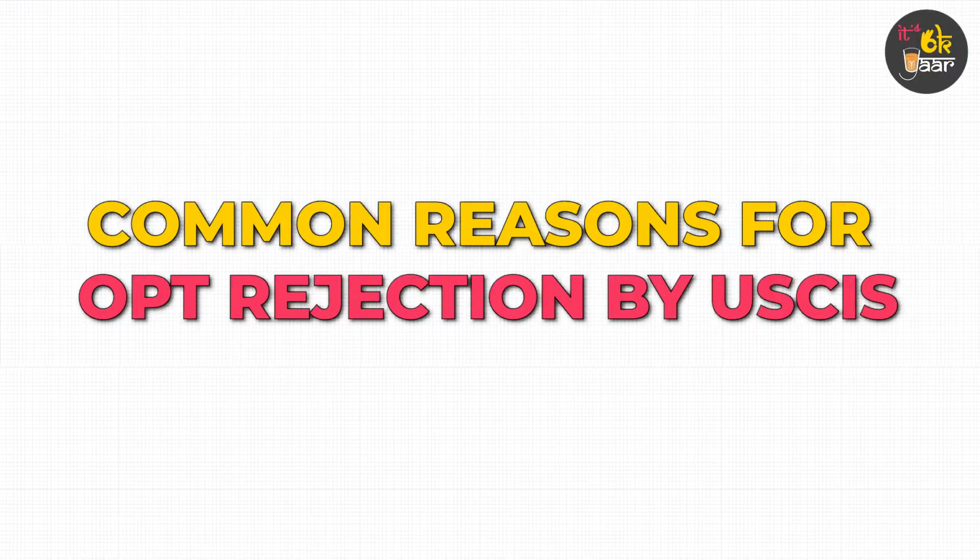Now let's discuss common reasons for OPT rejection by USCIS. You applied for OPT 30 days after receiving your OPT I-20. The USCIS calls it the 30-day rule. Many people aren't aware of this rule and they end up filing it late and get their OPTs rejected.